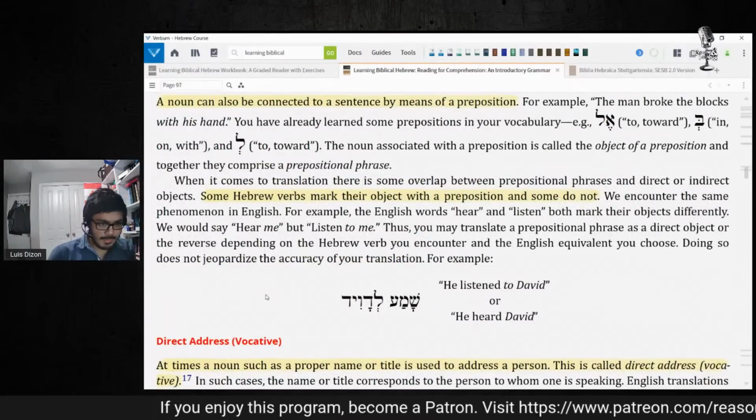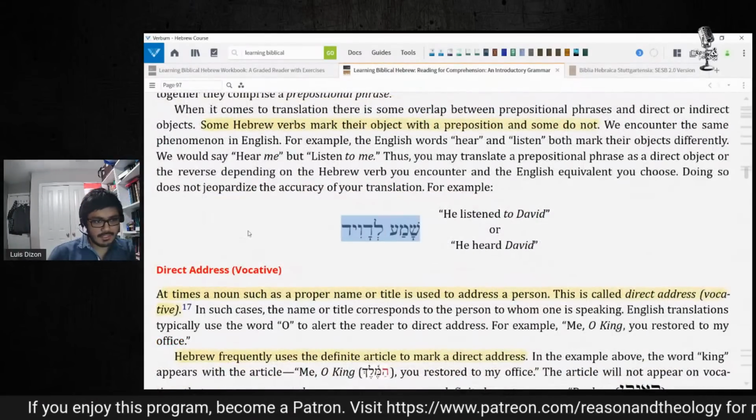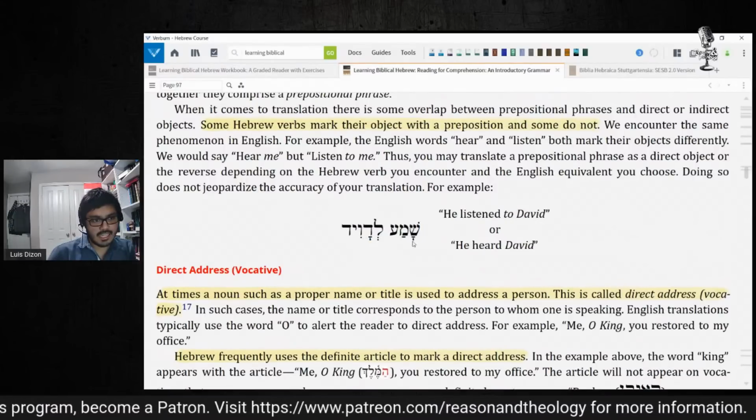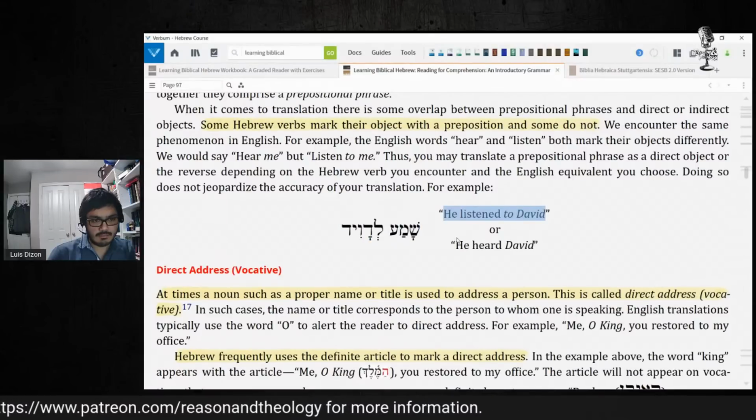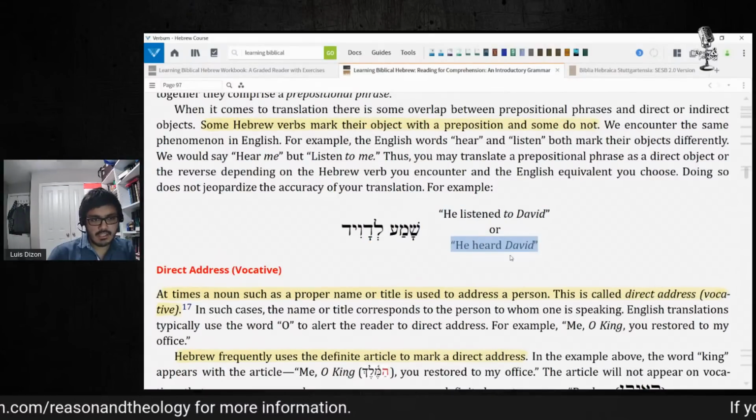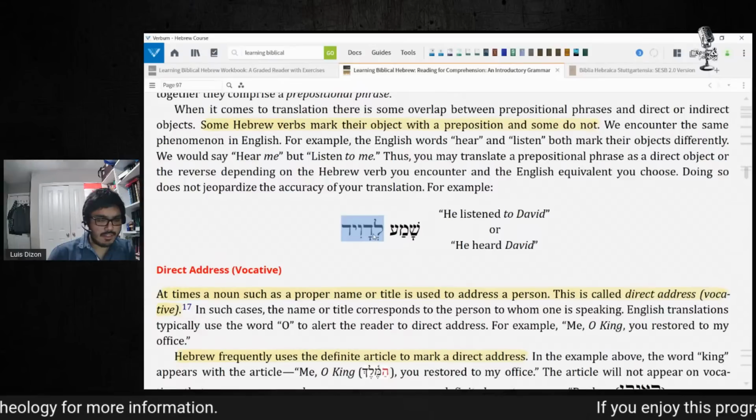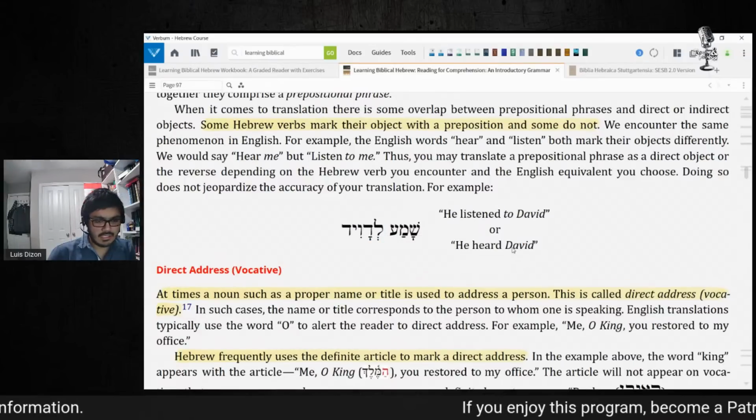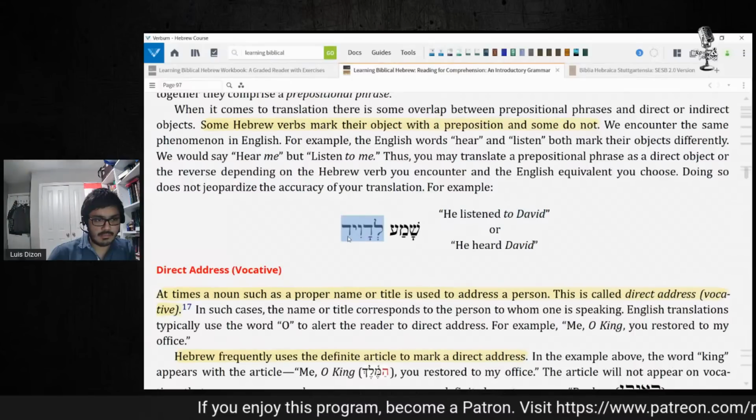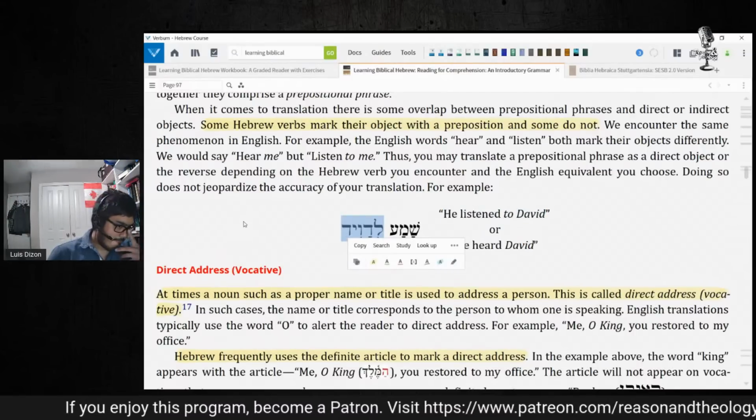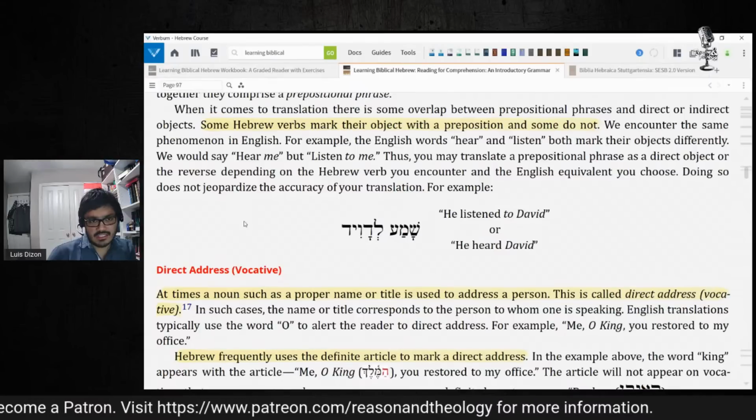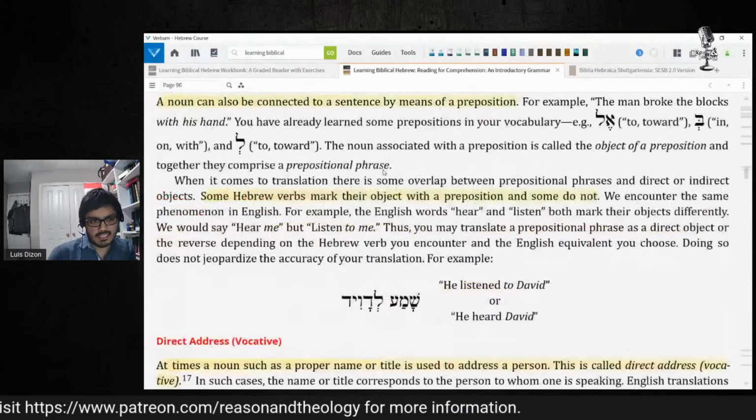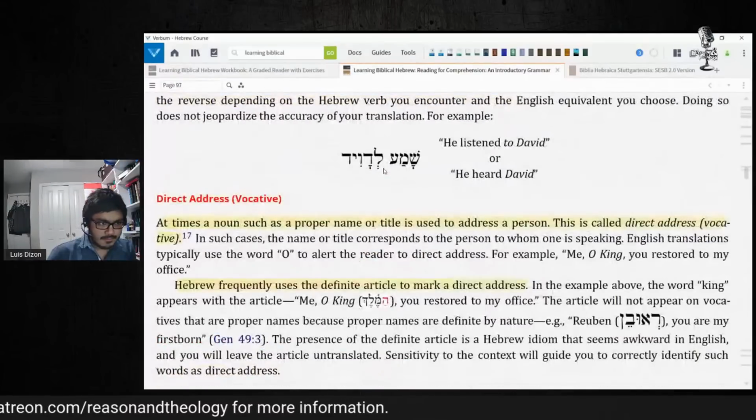Here is an example. Shamal David. So you can translate this as he heard David or he listened to David. If we say he heard David, then le David is considered the direct object. But if we say he listened to David, it becomes an indirect object. So that distinction that we use in English grammar, it's a little different in Hebrew.